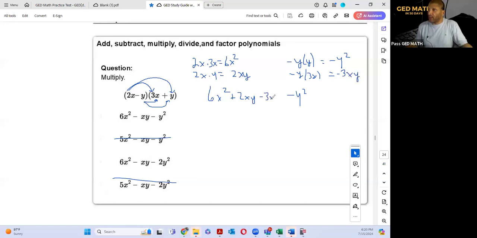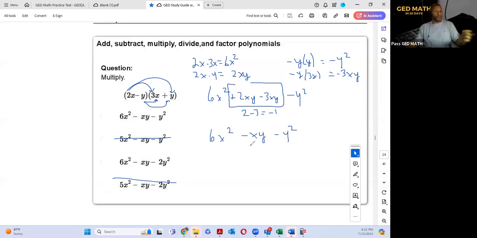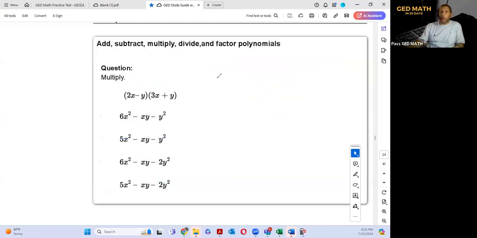You should know by now that when the variables are the same, they are like terms. Both of these have xy, which means they are like terms. Combine their coefficients: 2 minus 3 is negative 1. So the answer is 6x squared minus xy minus y squared. Don't put the 1 in front of the xy. That's an easy problem, and you're going to have one of those guaranteed. Now, I'll give you a little shortcut for quadratic equations. Let me see if I can find one. I'll just make one.